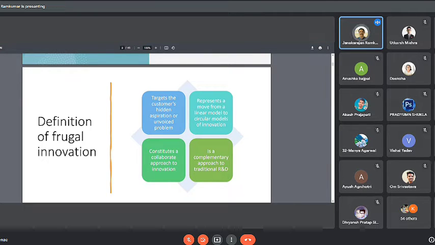Frugal innovation constitutes a collaborative approach to innovation. It is a complementary approach to the traditional approach. Traditional R&D is one vertical, and frugal innovation is complementary to it. It is not extending the traditional; it is complementary to it. So what I don't have, he has. That is complementary.